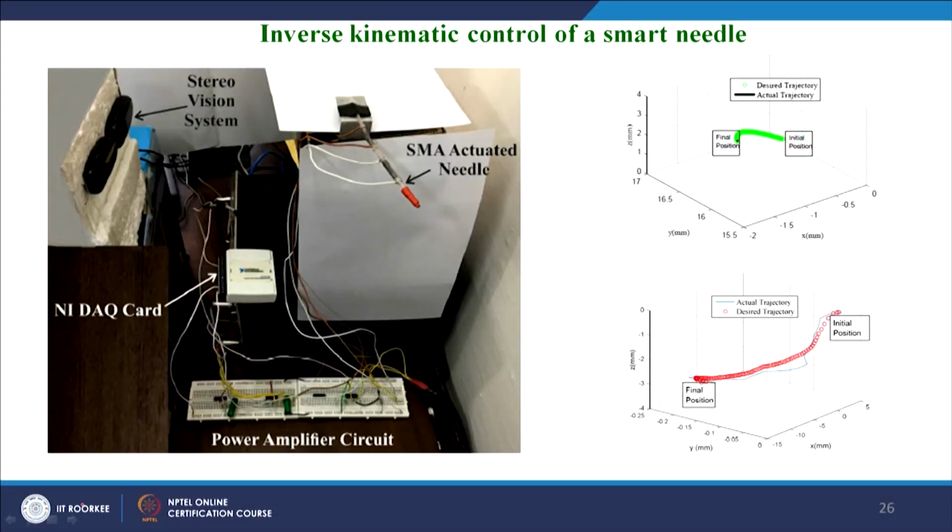And in this experimental setup we have utilized a stereo vision system to predict the needle tip of the SMA actuated needle, and it has been interfaced through an NI DAQ card, and the simulation result and the experimental result are shown here, where the simulation is performed in a MATLAB M file and the experimental one is performed with the LabVIEW platform. Thank you. With this we wind up this lecture, and in the next lecture we will be seeing design 2 as well. Thank you.